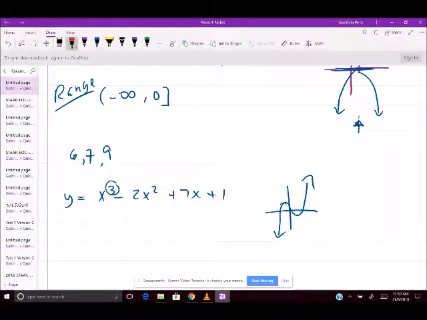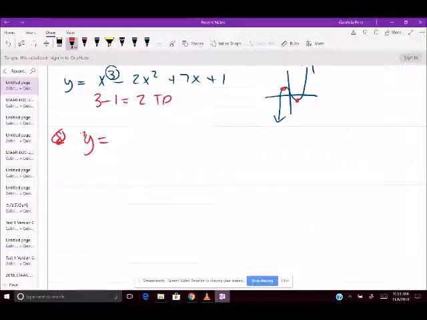Now, how many turning points are there? 2, because it's 3 minus 1, so there are 2 turning points. Here's 1, here's 2. Those are your 2 turning points. When it goes from going up to going down, or from going down to going up, those are your turning points. So that's information. So you just have to match the graph, basically.